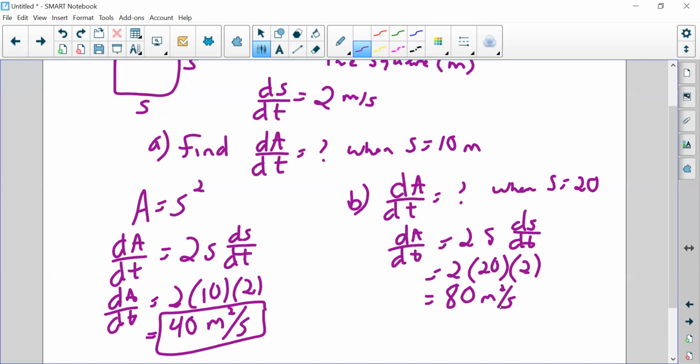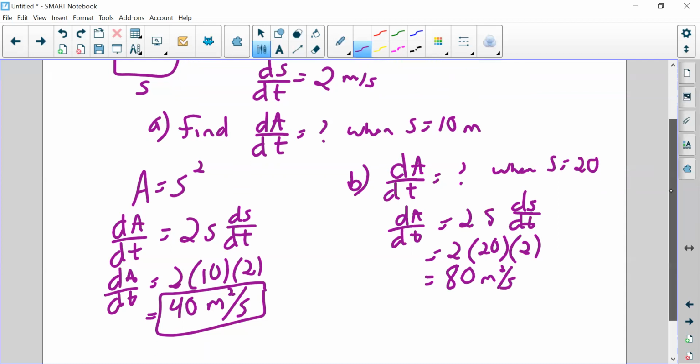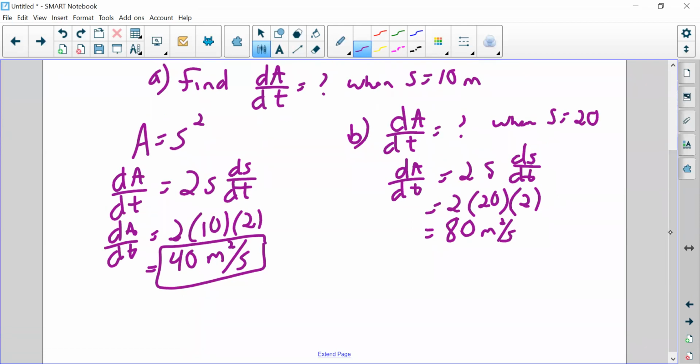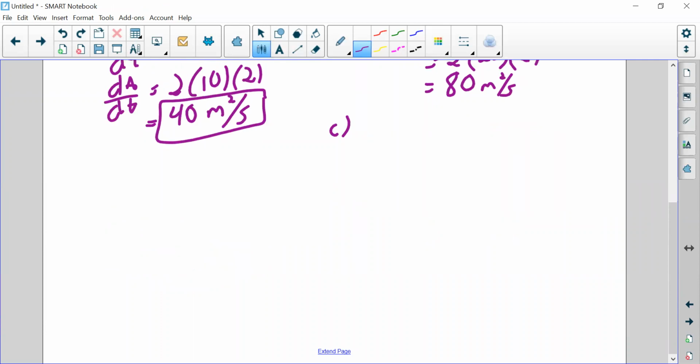Okay, and then C. Look at my derivative equation. The derivative equation is 2s, so it's a linear relationship. And for graphing it, we have this one point here. We're up to a height of, this one is measuring area, not seconds, sorry.